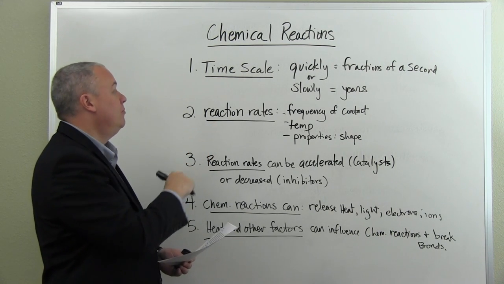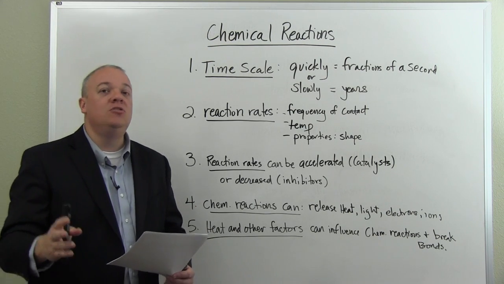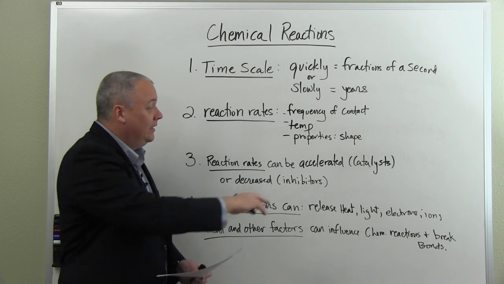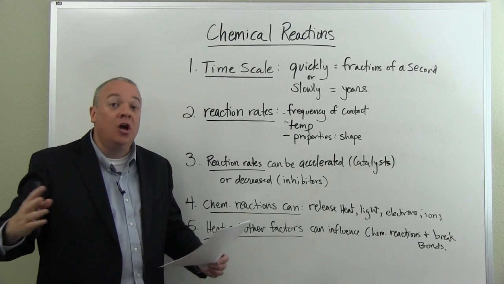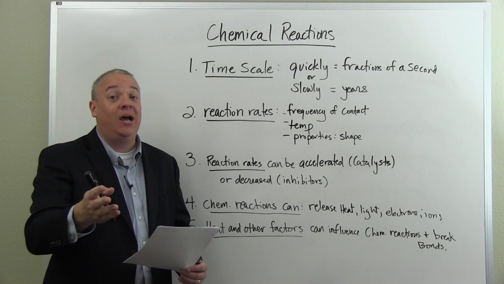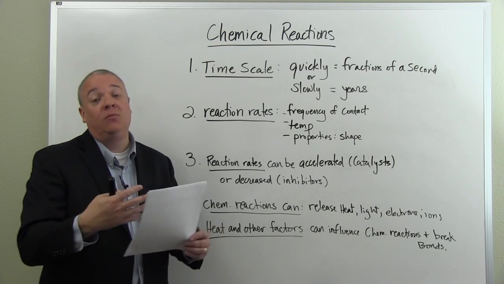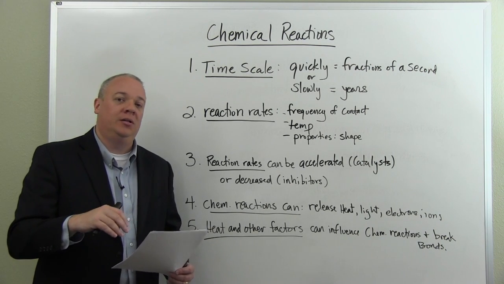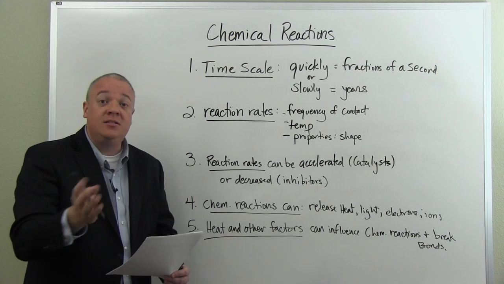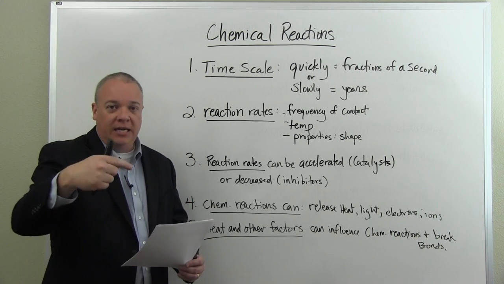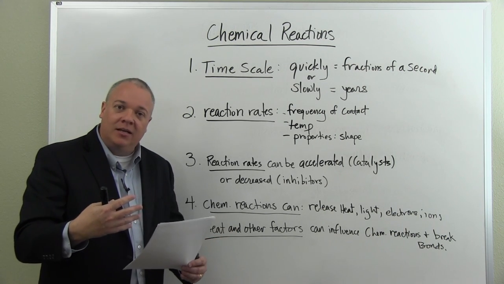Frequency, temperature, and properties. Then when we think about reaction rates, you can actually influence those rates. You can accelerate a reaction rate. This is called using a catalyst. A catalyst is introduced into that chemical reaction, which greatly speeds it up. That's the catalyst's only job, to come into this interaction between these chemicals and to speed up that reaction that would ordinarily take place over a slower period of time. But you can also decrease reaction rates, and this is called using inhibitors. If you introduce an inhibitor into a chemical reaction, it slows it down. It keeps them from reacting as quickly.